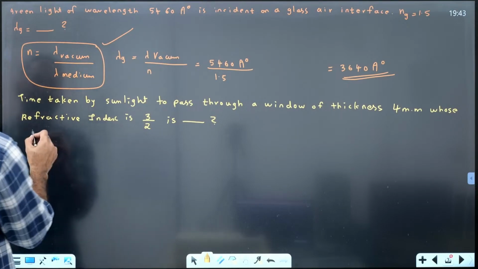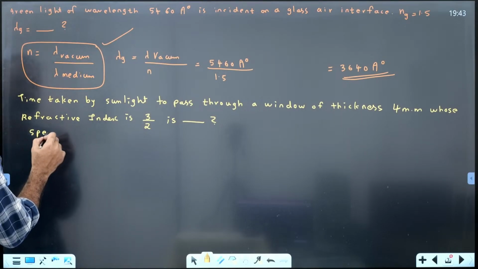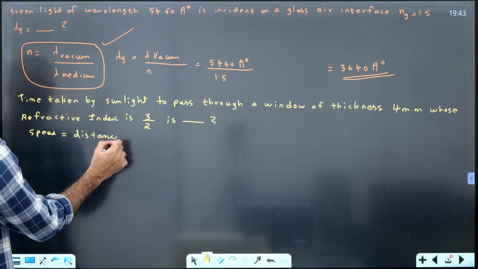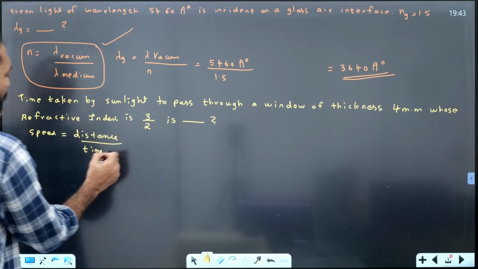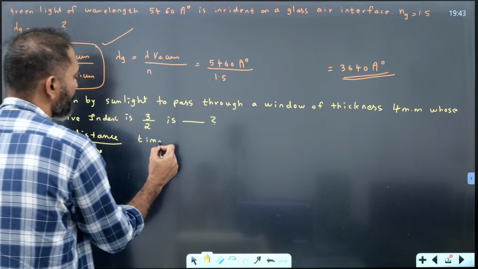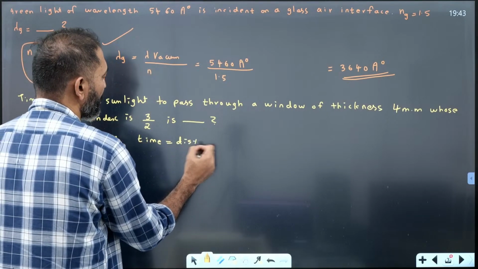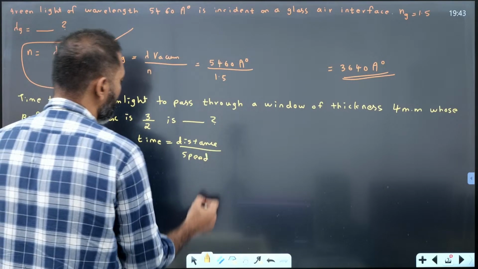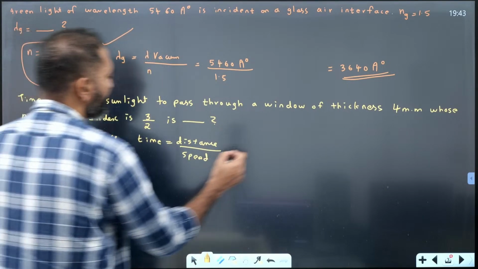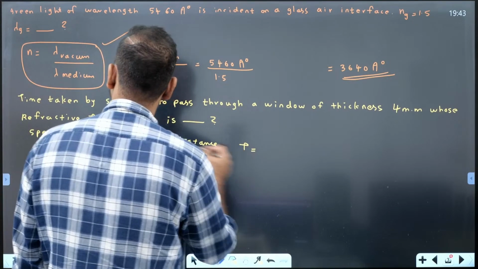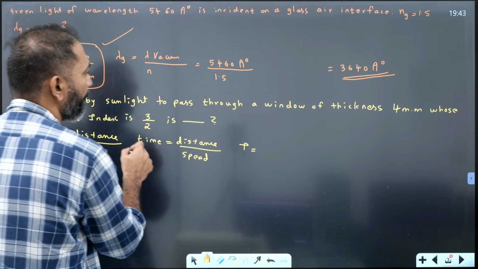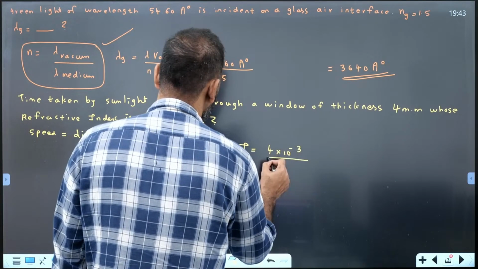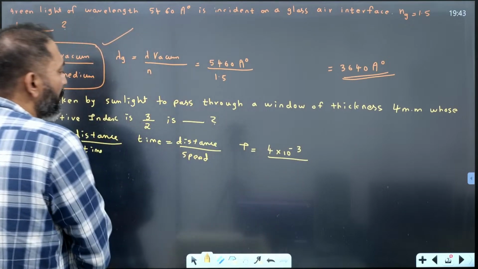What is speed? Speed equal to distance by time. So time is equal to what? Distance by speed. Distance is given, thickness 4 millimeters. So 4 into 10 raised to minus 3 divided by speed, we don't know.